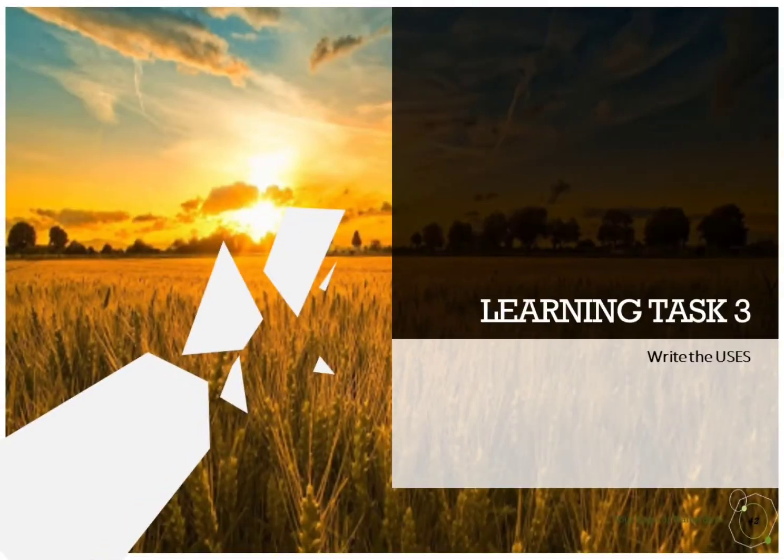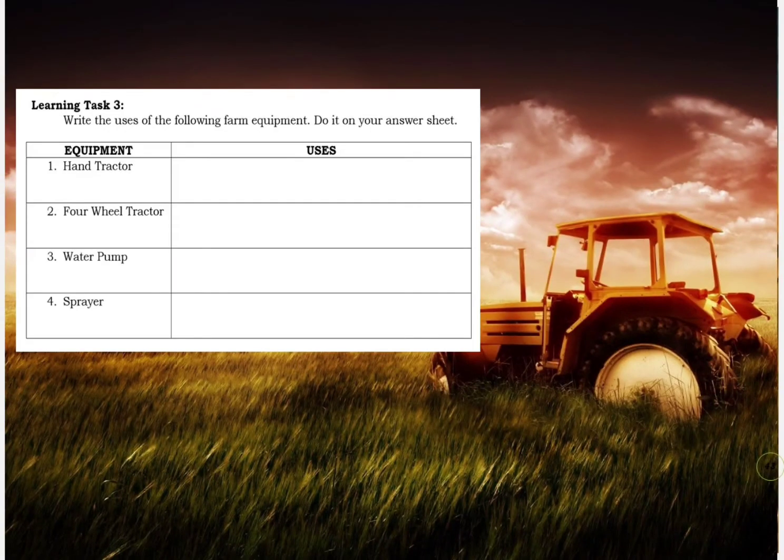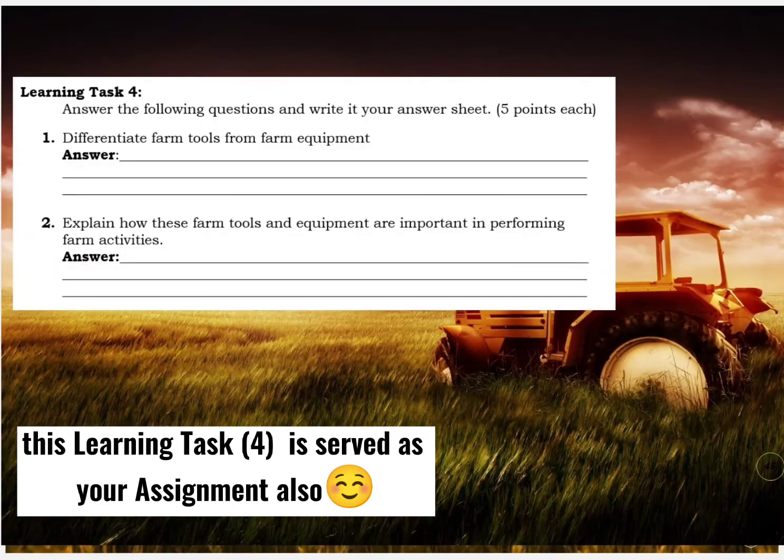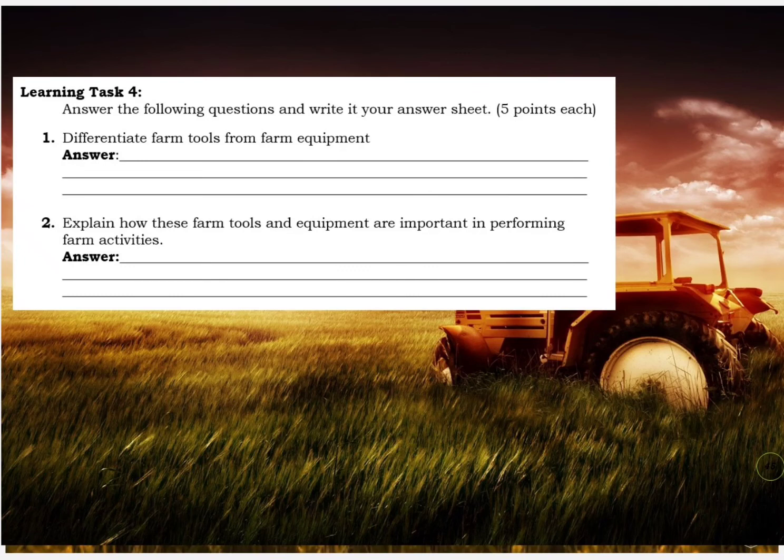For the learning task number 3, you have to utilize the given format or given table below. And you should write the uses of the following farm equipment and do it on your answer sheet. For the learning task number 4, you just have to answer the following questions and write your answer on your answer sheet. For the first question, you have to differentiate farm tools from farm equipment. For the next question, you have to explain how these farm tools and equipment are important in performing farm activities.